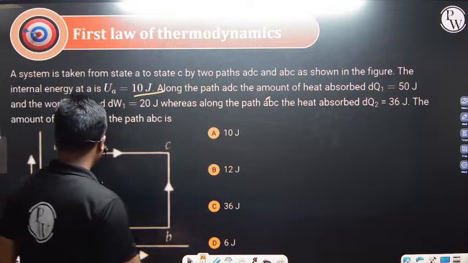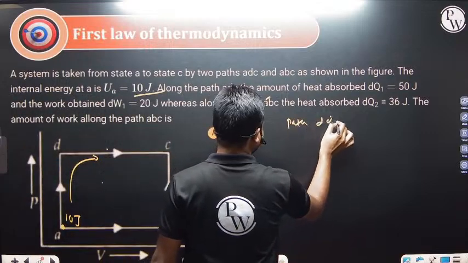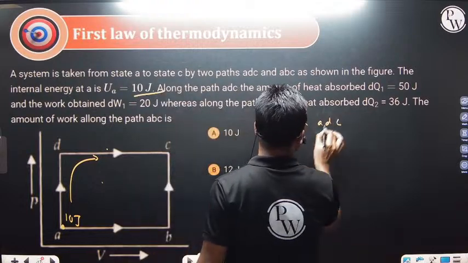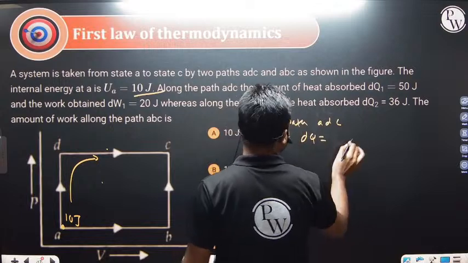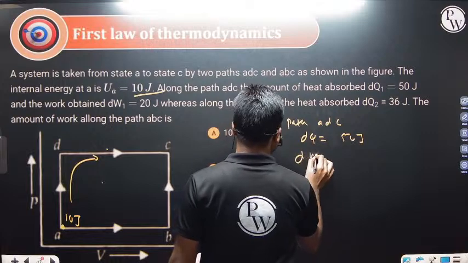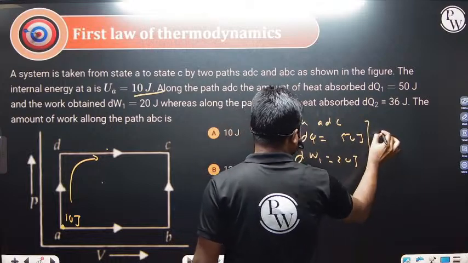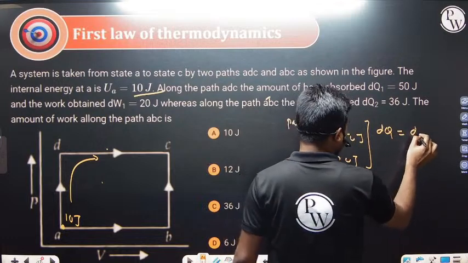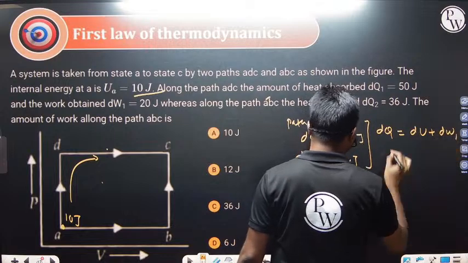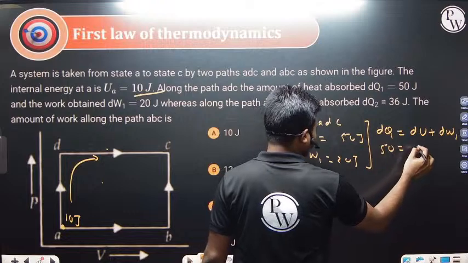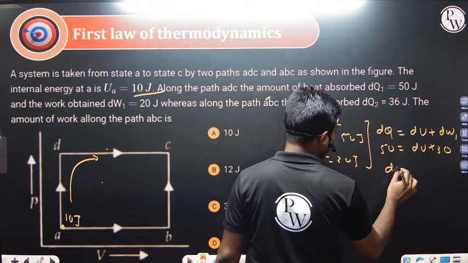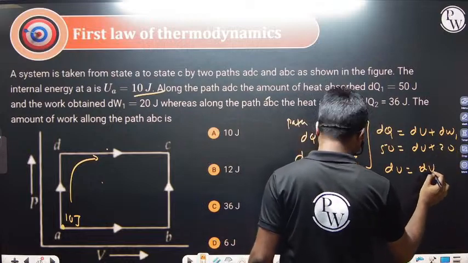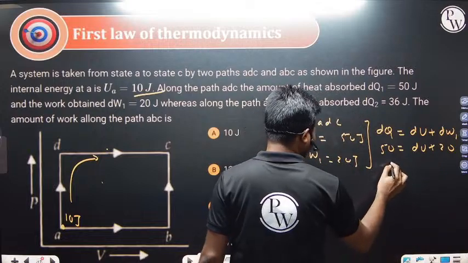If you talk about the path ADC, what is the work along the path ADC? The amount of heat absorbed, dQ1. What is dQ1? dQ1 is given as 50 joule over here. And dW1 is 20 joule. So we can calculate dQ1 equals dU plus dW1. Solving this, we get 50 equals dU plus 20. So this will be dU. We get dU is equal to 30 joule.